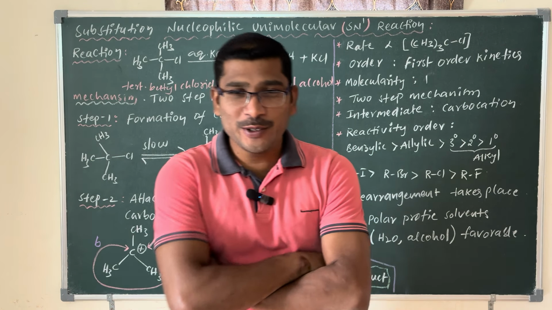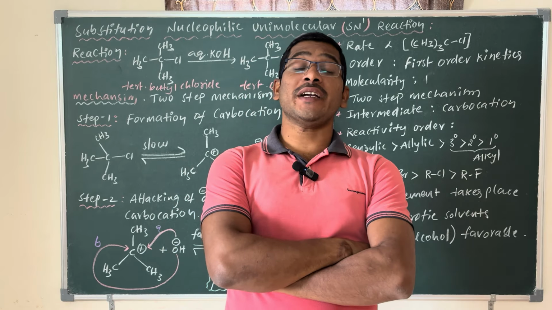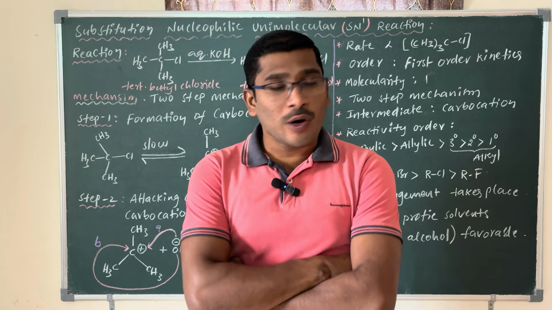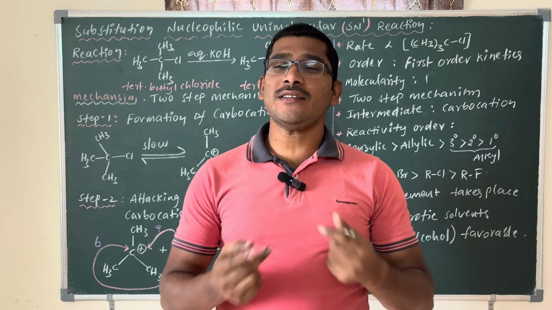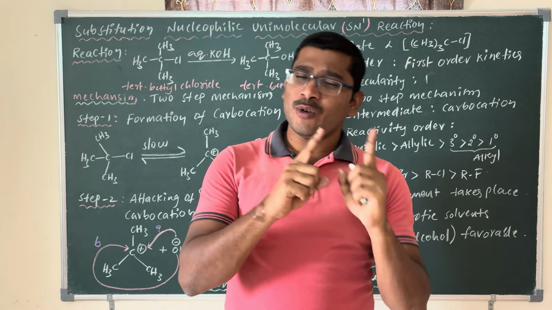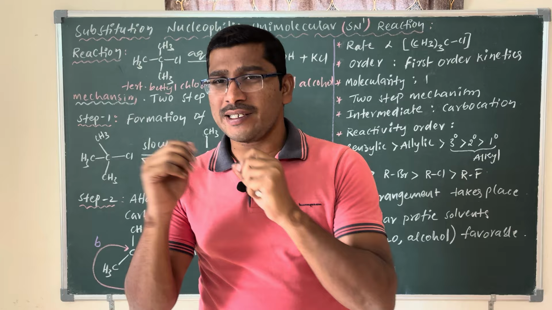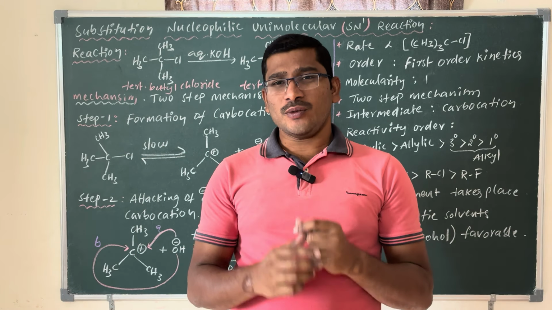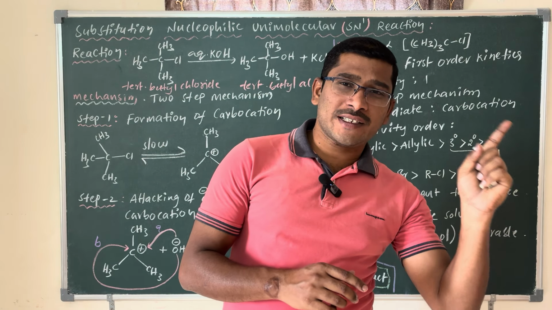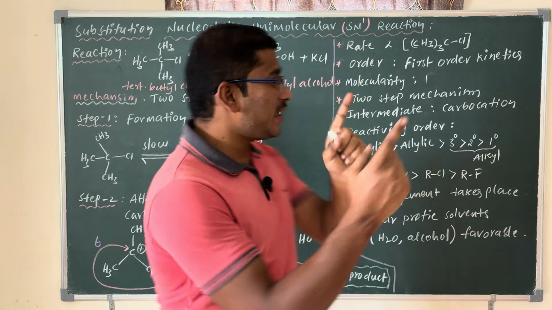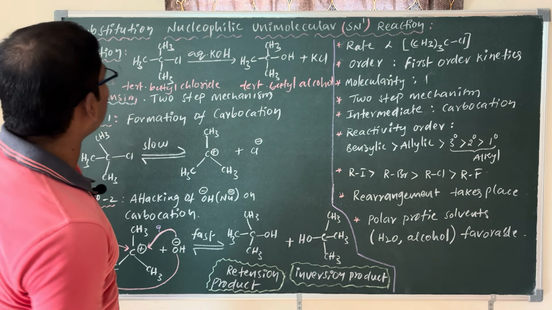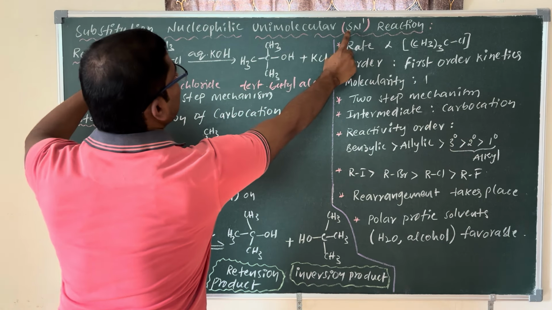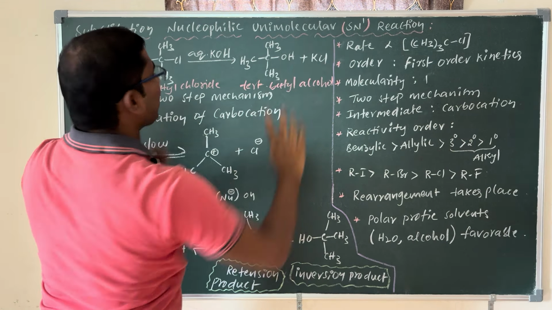In the previous video we discussed the SN2 mechanism of haloalkanes. In haloalkanes, nucleophilic substitution reactions generally go through two mechanisms. Number one is the SN1 mechanism, number two is the SN2 mechanism. In the last video we discussed the SN2 mechanism. Now in this video we come to the discussion of the SN1 mechanism. SN1 is nothing but substitution nucleophilic unimolecular reaction.